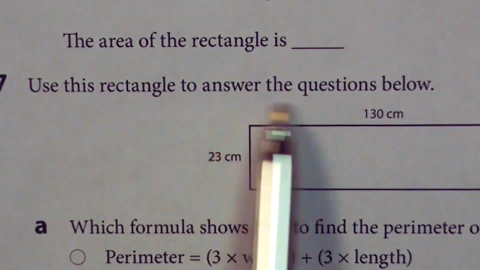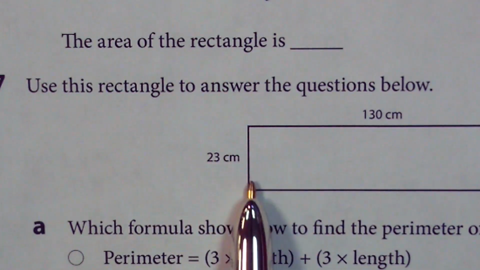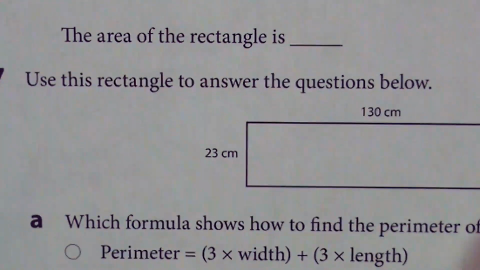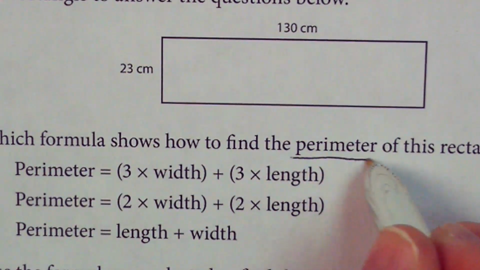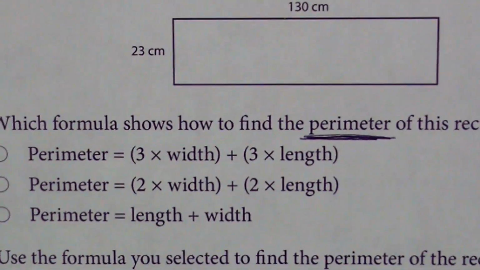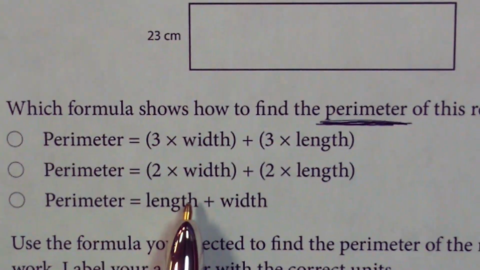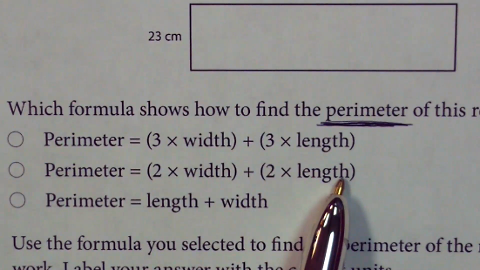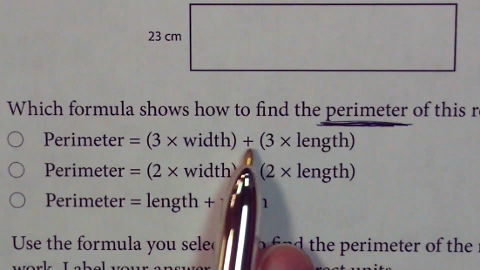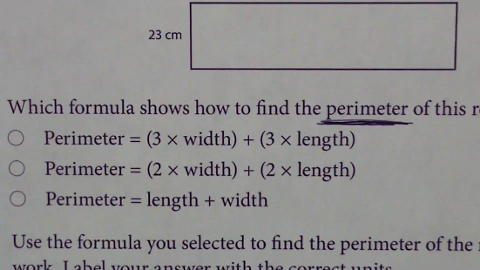Now we're going to look at this rectangle to answer the questions below. 23 centimeters by 130 centimeters. Good rectangle. Which formula shows how to find the perimeter of this rectangle? Is it a length plus a width? 2 times the width plus 2 times the length? 3 times the width plus 3 times the length? Wow. A lot going on there.